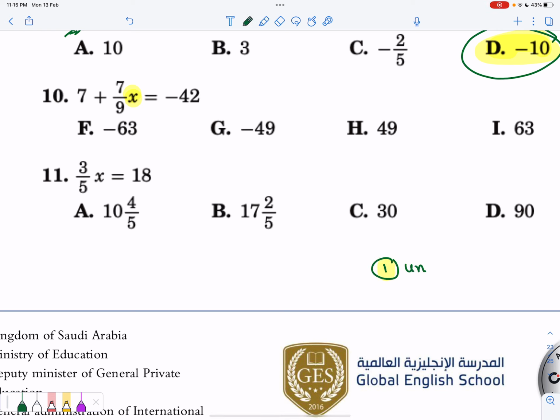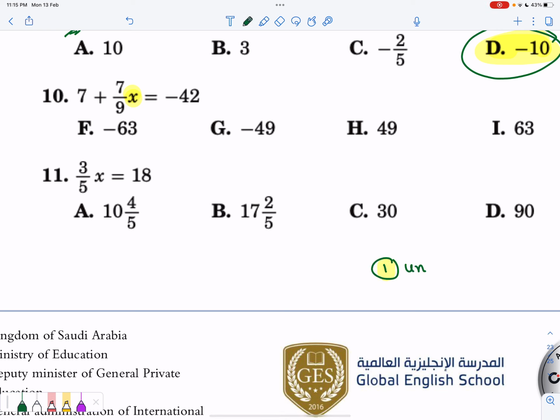Okay, question 11, we have 3 over 5 x equals 18. So of course to solve that we need to multiply by the inverse of that fraction. So you will multiply by 5 over 3 to both sides. 5 over 3. You can cross that with that. So here you just have x is equal to. Now you need to multiply the 18 by 5, then you divide that over 3. But you can also make things easier if you write the 18 here.